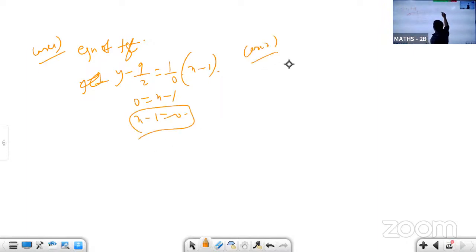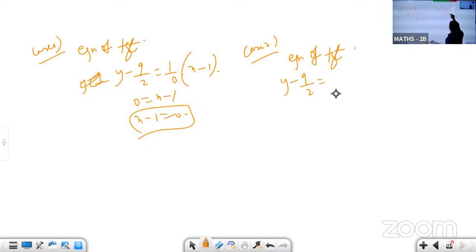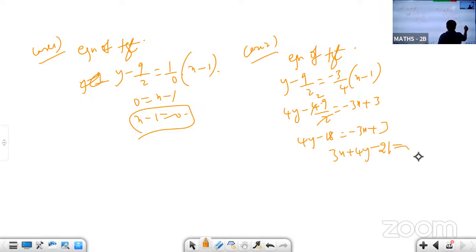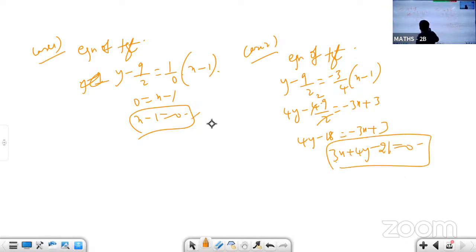Next, case 2. Equation of tangent again. y minus 9 by 2 equal to, what was your m? 3 by 4, (x minus 1). Now cross multiply. 4y minus 4 into 9 by 2 equals 3x minus 3, 2 2s are 4, okay? So 4y minus 18 equals 3x minus 3. That is 3x minus 4y plus 15 equal to 0. These are your transverse common tangents.